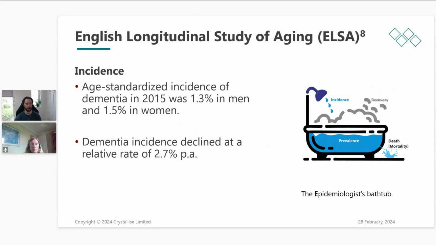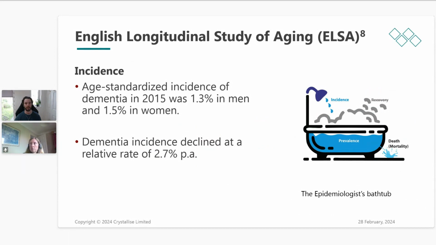And when we age standardize the incidence rates within the study, we see that they are decreasing at quite a significant rate, around 2.7%, and we see that incidence rates are slightly higher for women relative to men, which is consistent with the general population data.